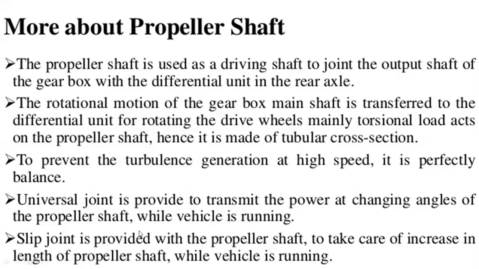And next one, the rotational motion of the gearbox. The rotational motion of the gearbox main shaft is transferred to the differential unit for rotating the drive wheels. Mainly torsional loads act on the propeller shaft. Hence, it is made of tubular cross section. So, why do we use the tubular cross section for this propeller shaft? It is the main important point in this.